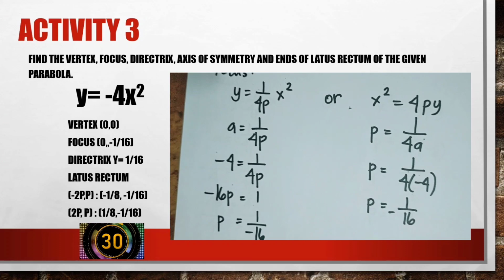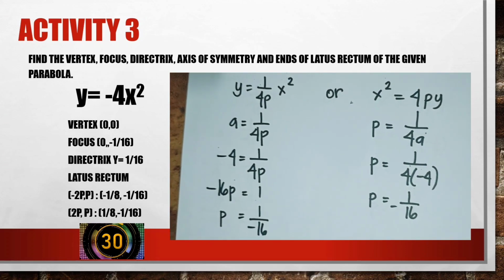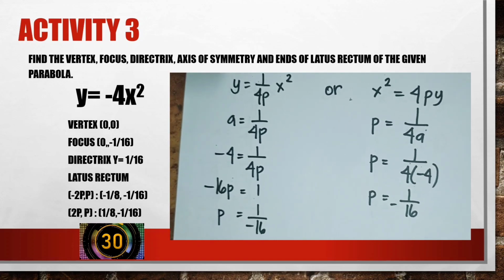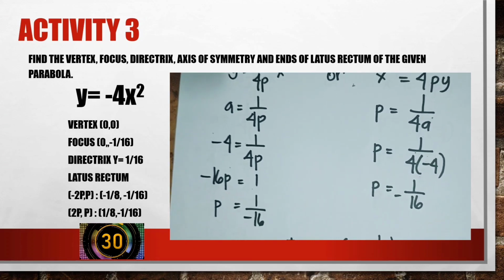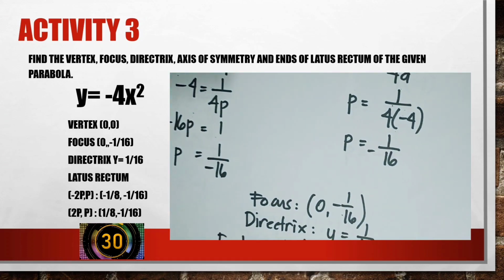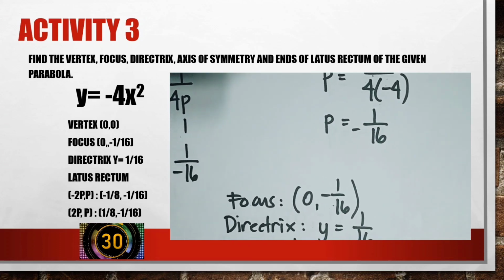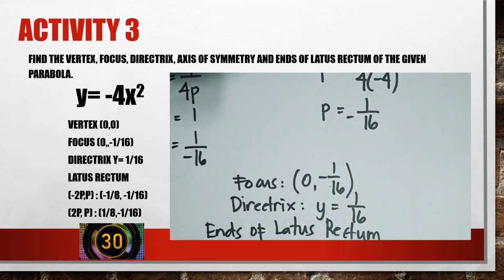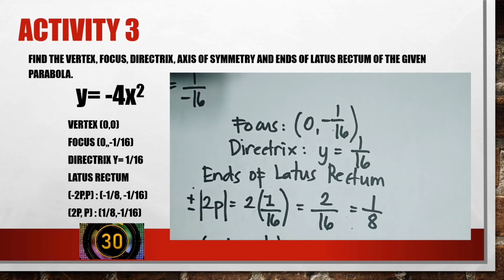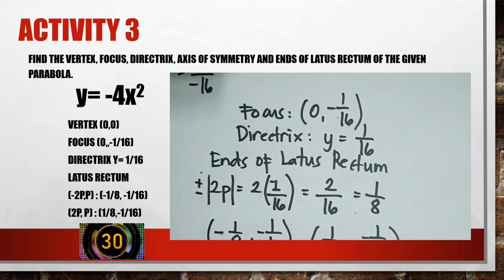Another way of solving for p, we have p is equal to 1 over 4a. Substitute the value of a, which is negative 4. So p is equal to 1 over 4 times negative 4. Therefore, p is equal to negative 1 over 16. The focus of the given equation is (0, negative 1 over 16). The directrix is y is equal to 1 over 16.